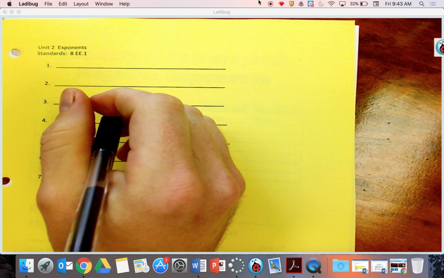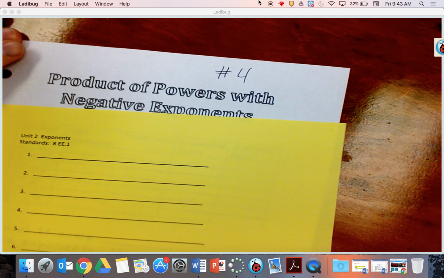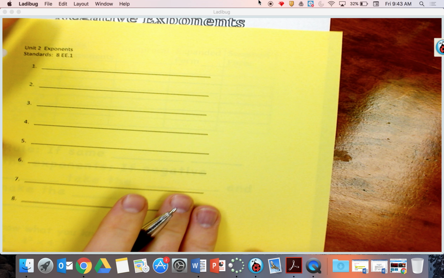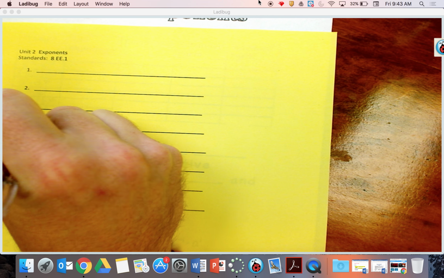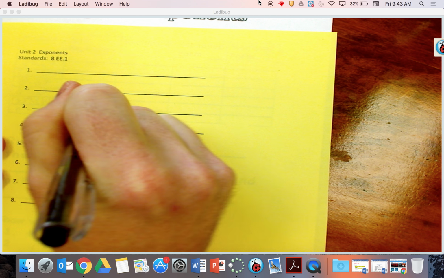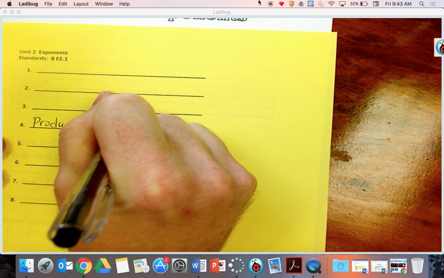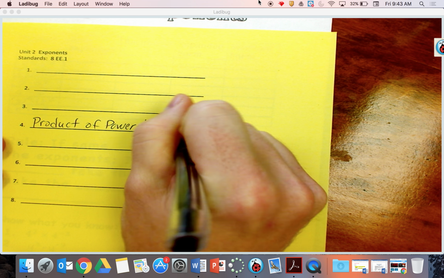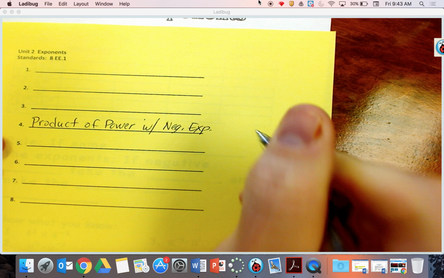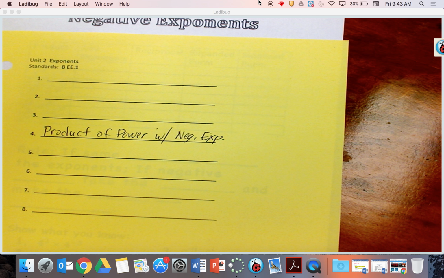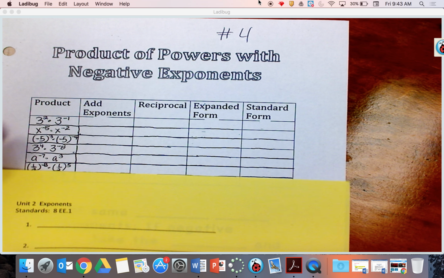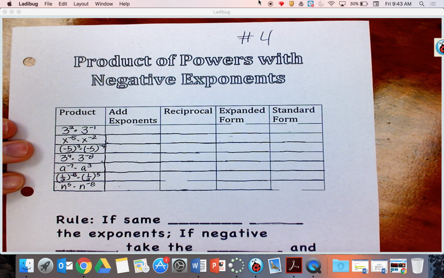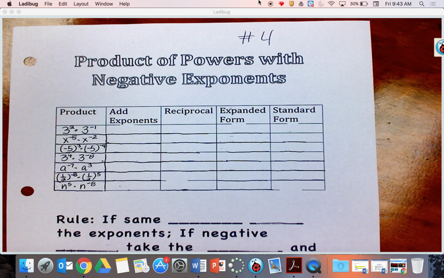This one right here is going to be called product of exponents with product of powers with negative exponents. So make sure you write that in your organizer, so that you have that ready to go, so you know that's what you need to look for in case you need help on doing these. So this is number 4 for us. Okay, so we'll do this one here pretty quickly and run through this one real quick.